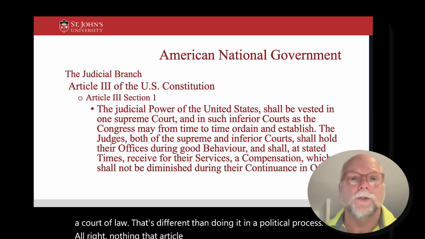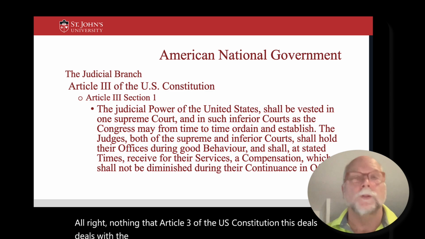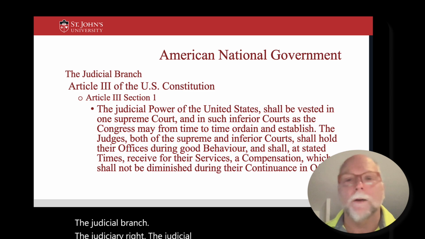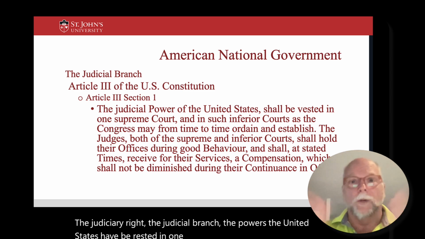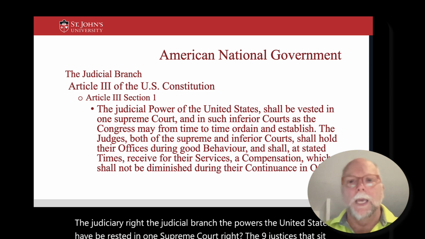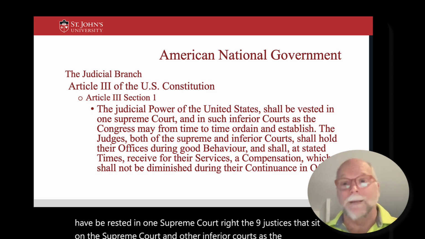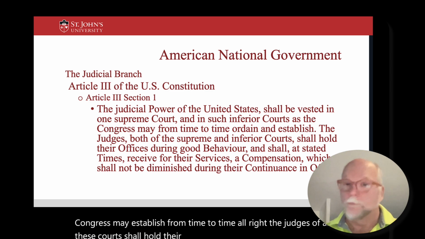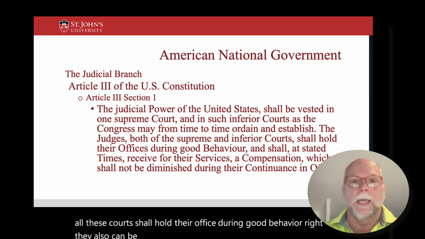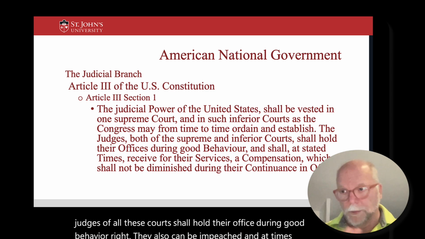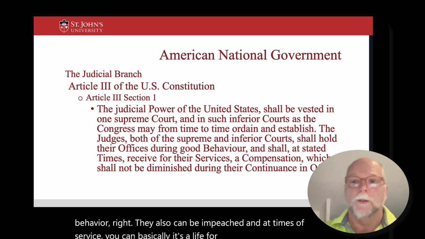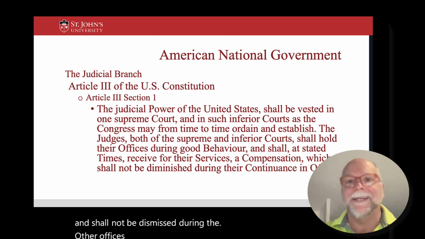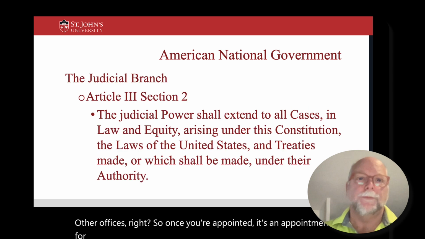Article 3 of the U.S. Constitution deals with the judicial branch, the judiciary. The judicial power of the United States shall be vested in one Supreme Court, the 9 justices that sit on the Supreme Court, and other inferior courts as the Congress may establish from time to time. The judges of all these courts shall hold their office during good behavior. They also can be impeached, and the term of service is for life. They're going to be compensated and shall not be dismissed during the continuance of their office. So once you're appointed, it's an appointment for life.